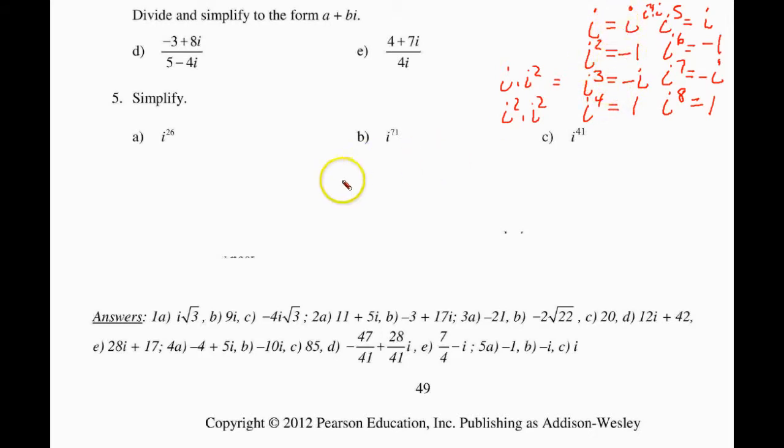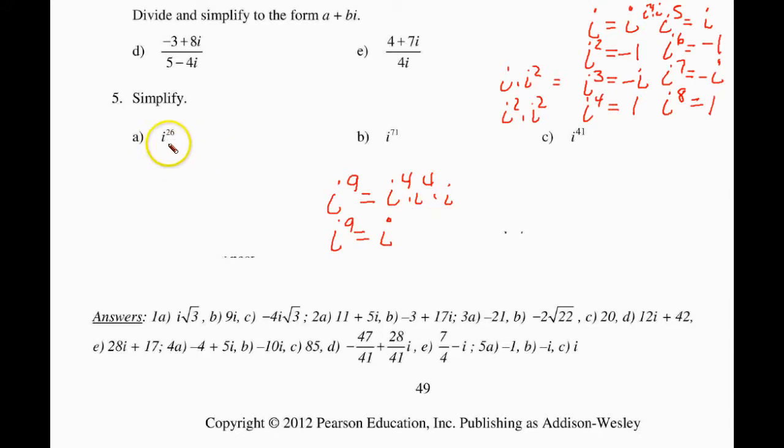What you need to do if you get a number like, let's say, i to the ninth, you're going to convert that into i to the fourth times i. Well, this is a 1, this is a 1, and this is i. So i to the ninth equals i, because you are teasing this apart into i to the fourths.